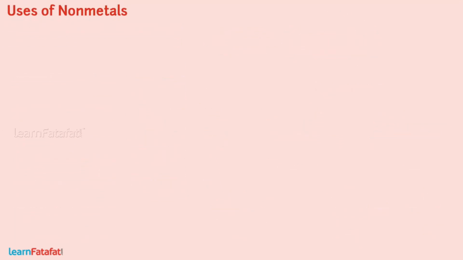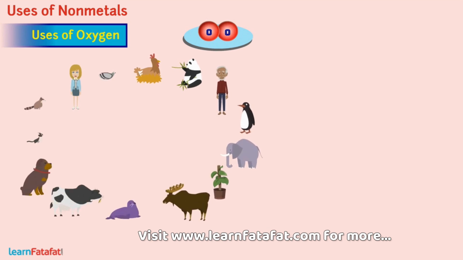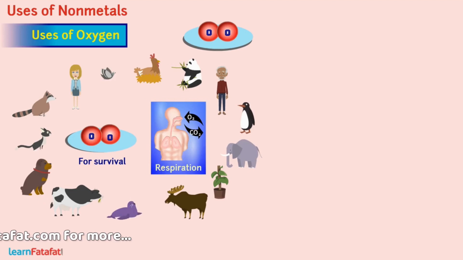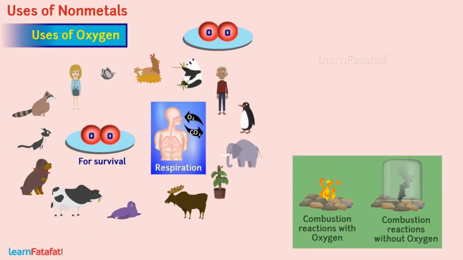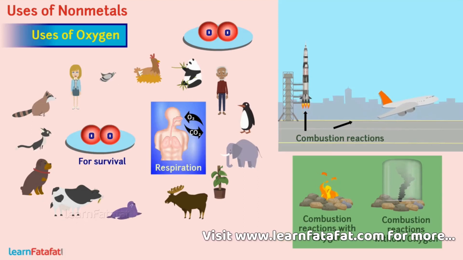Uses of non-metals. Uses of oxygen. All living organisms need oxygen for their survival, which they obtain by respiration. Combustion reactions are possible only because of oxygen. The fuel in aeroplanes and missiles undergoes combustion reaction so as to produce upward push. As a result, aeroplanes and missiles fly through air.